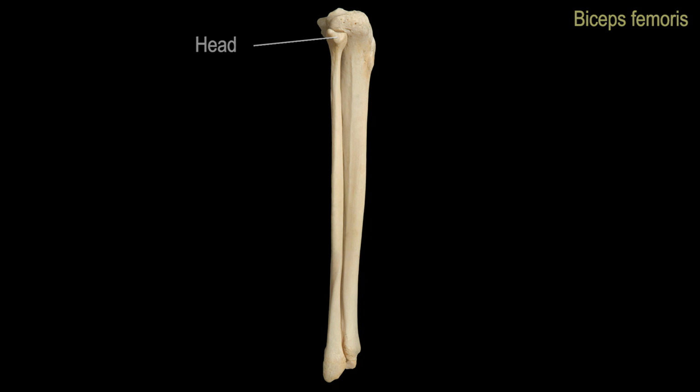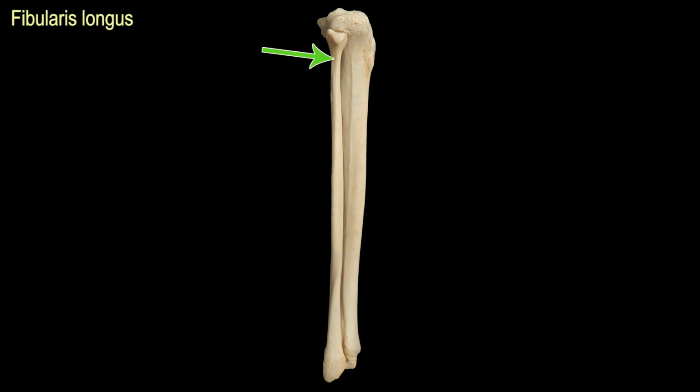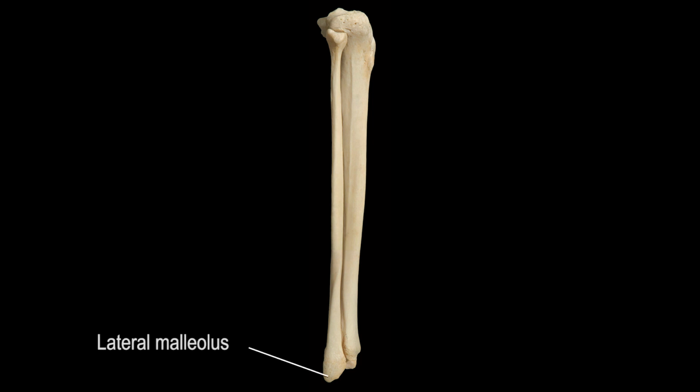of the fibula. The Fibularis longus muscle attaches to the proximal half of the lateral shaft of the fibula, and the Fibularis brevis attaches to the distal half of the lateral shaft of the fibula. Looking down distally, we can see the lateral malleolus of the fibula here.